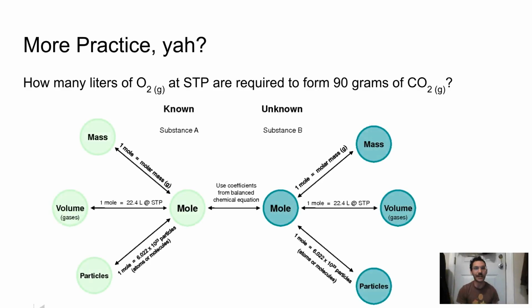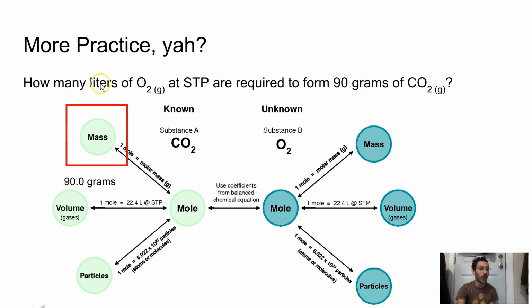So, what am I doing here? What do I know about? What do I not know about? Well, I have information on CO2, right? I know 90 grams of CO2. So CO2 is going to be my known substance. And O2 is going to be my unknown substance because I'm being asked how many liters of O2. We don't know how many liters of O2. We need to find that out. It's unknown. Cool. And so I know that I have a mass of CO2, 90 grams of CO2. That's the one number with a unit on it that I'm given for this conversion. So that's where I'm starting. And I want to get to volume, or liters, of O2. So I'm going to work my way all the way over here.